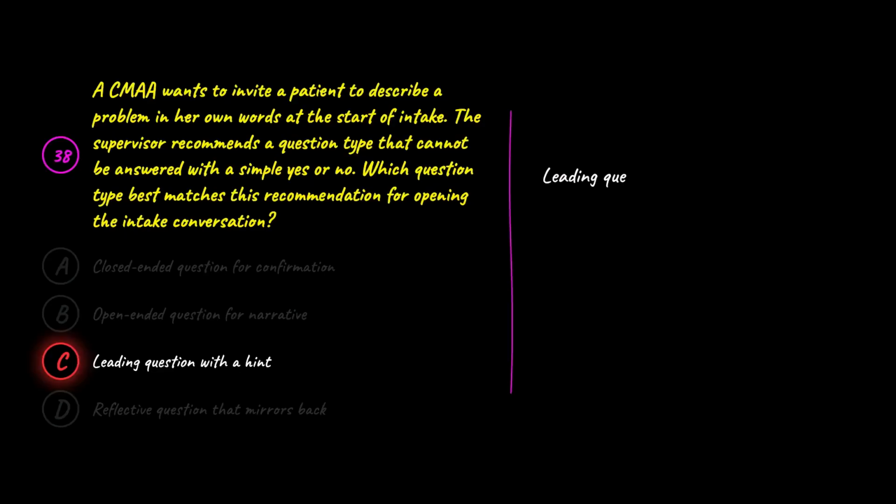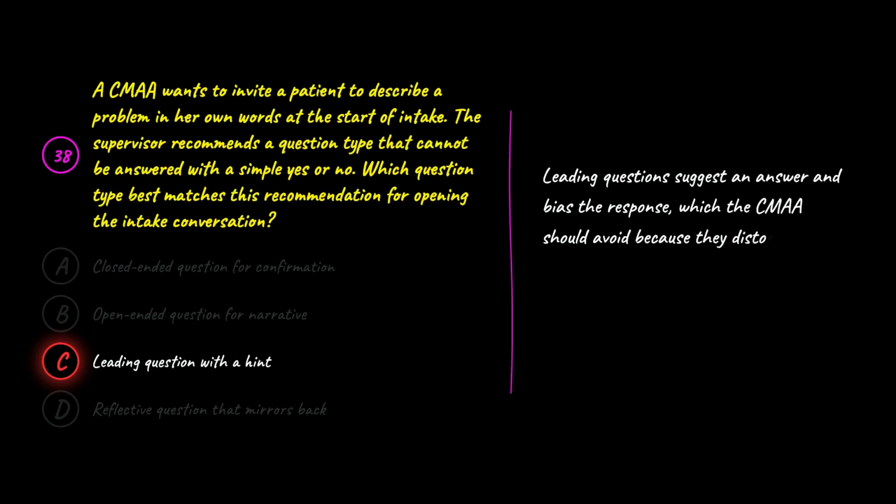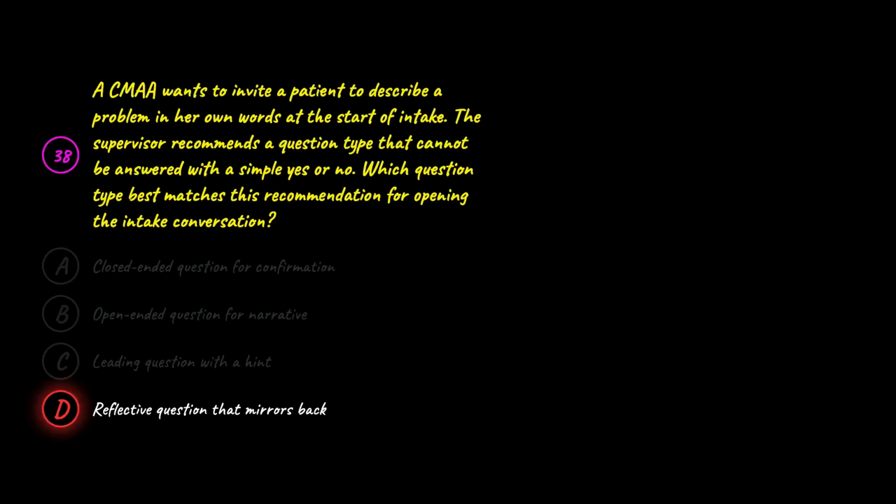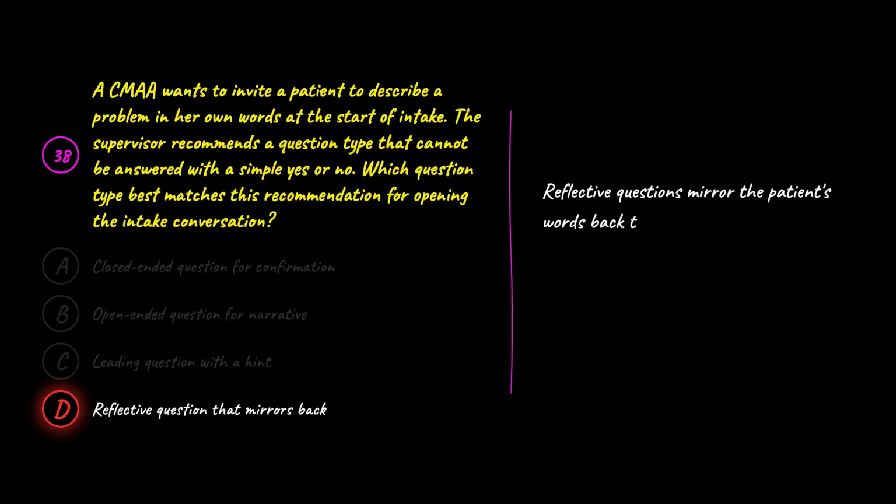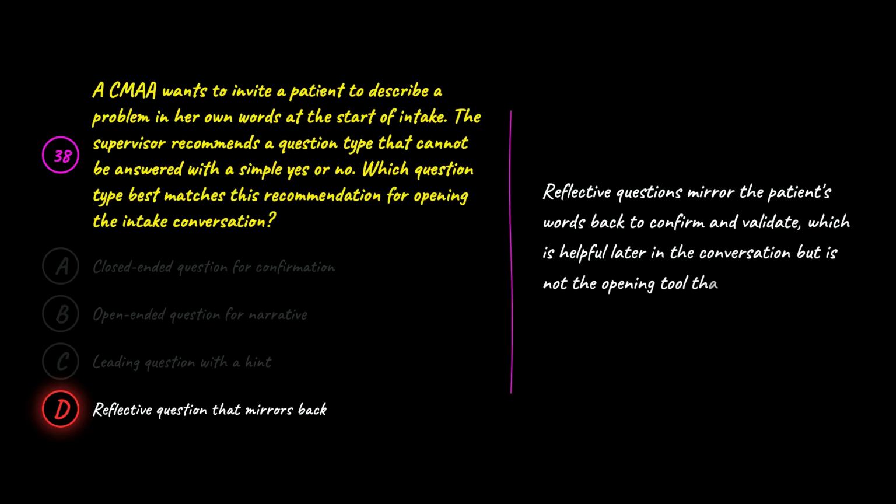C is wrong because leading questions suggest an answer and bias the response, which the CMAA should avoid because they distort information rather than open the conversation to whatever the patient wants to share. D is wrong because reflective questions mirror the patient's words back to confirm and validate, which is helpful later in the conversation, but is not the opening tool that elicits a narrative description.